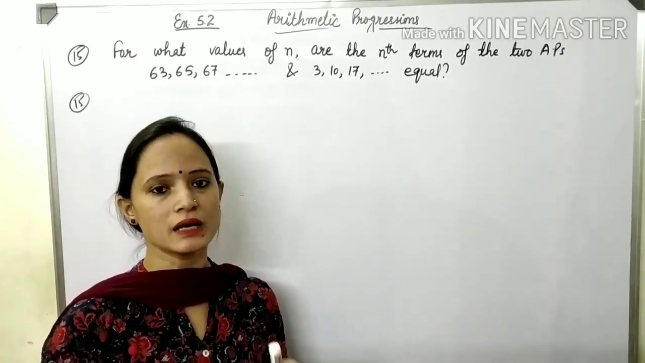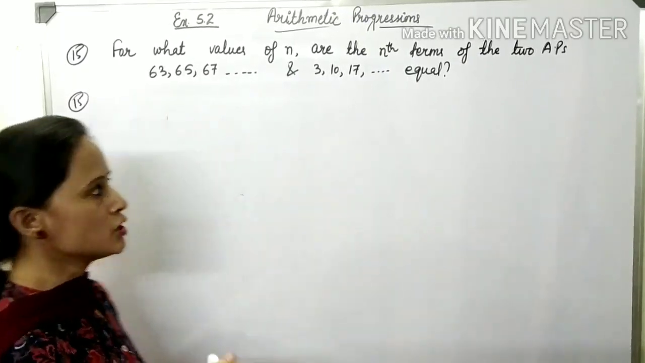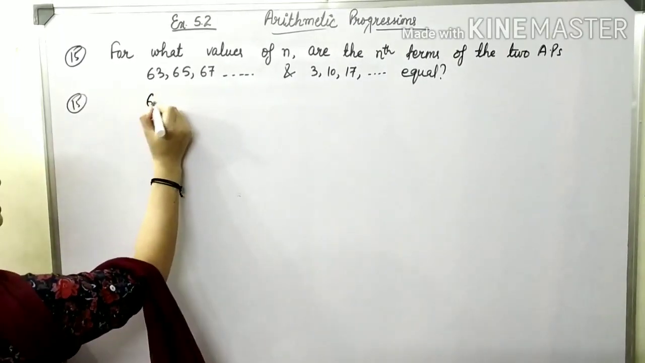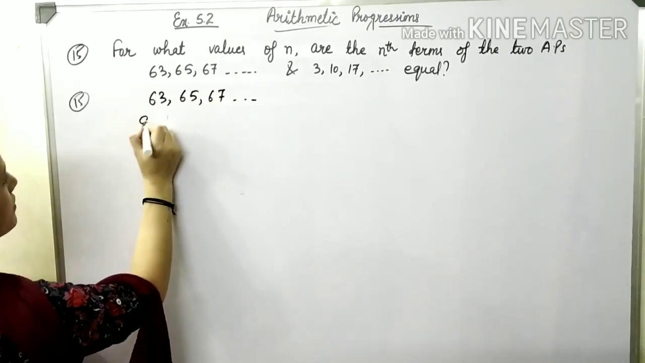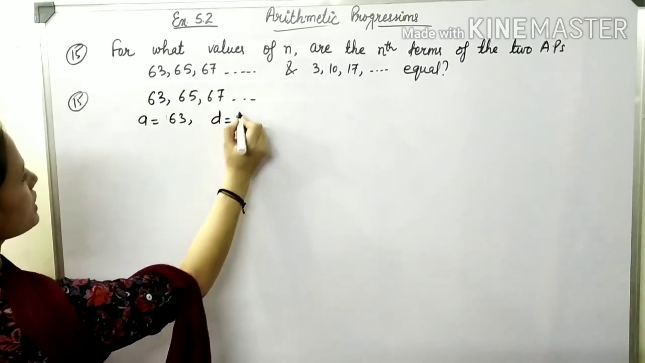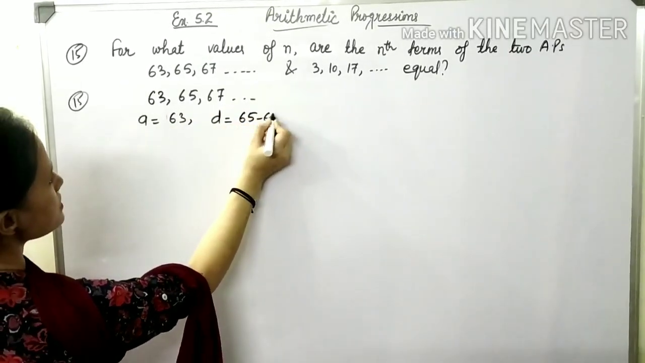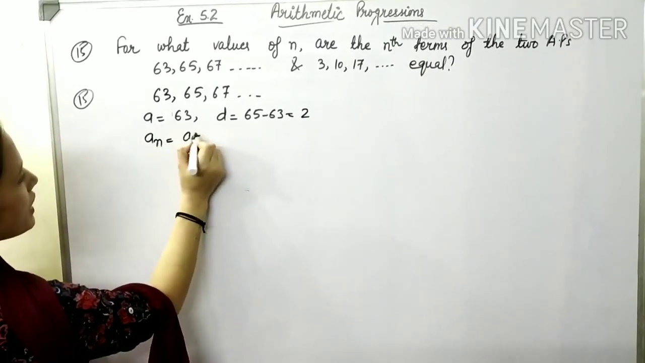So we can just find the nth term of the two APs separately and then we can equate them. The first AP is 63, 65, 67. The first term here for this AP is 63. The common difference D is 65 minus 63, that is 2. We can easily find the nth term of this AP.